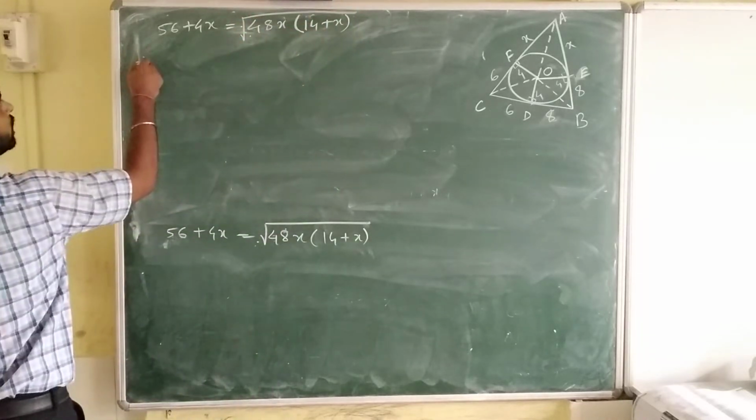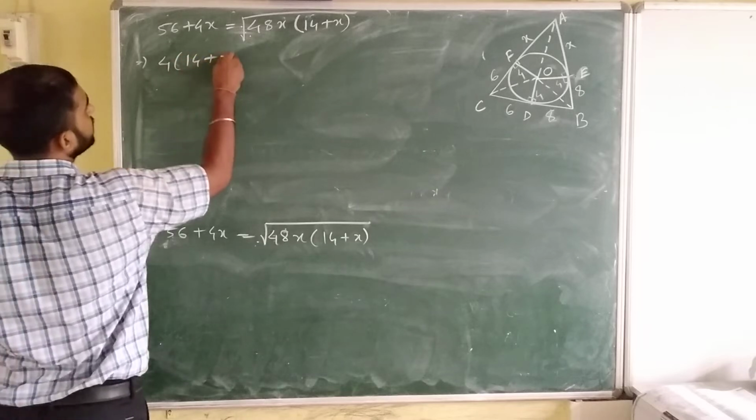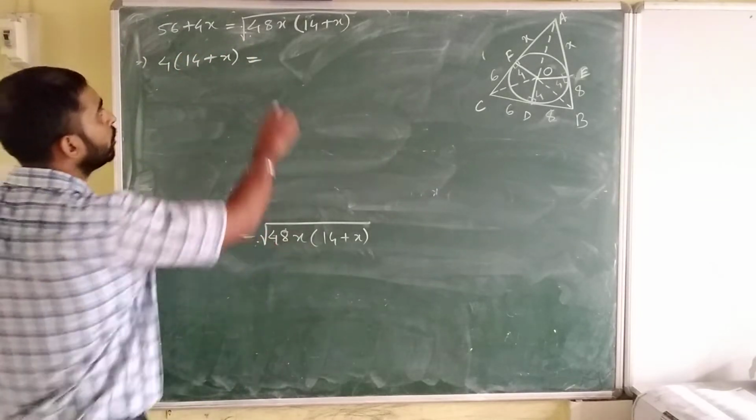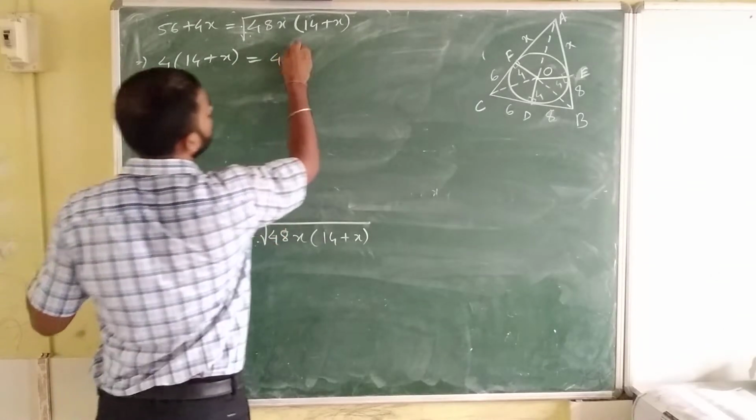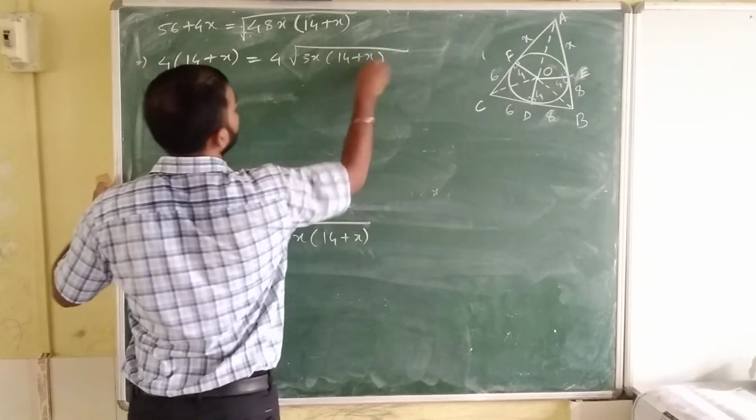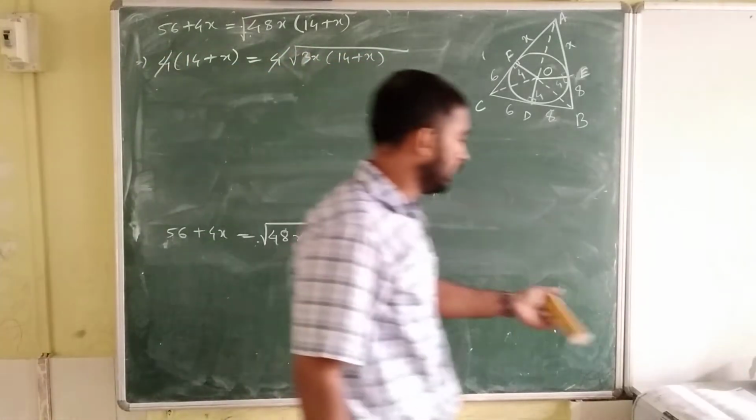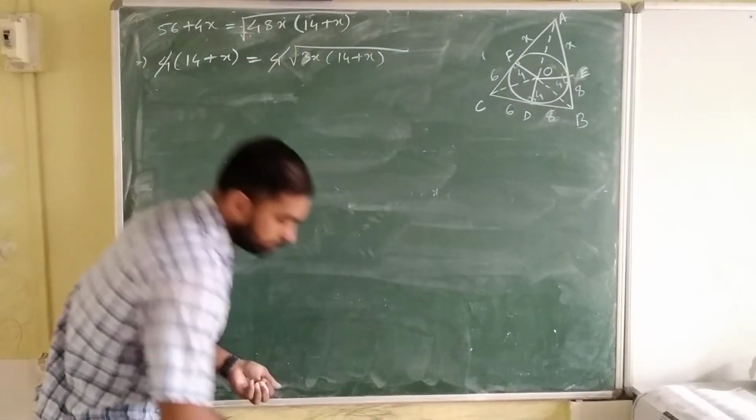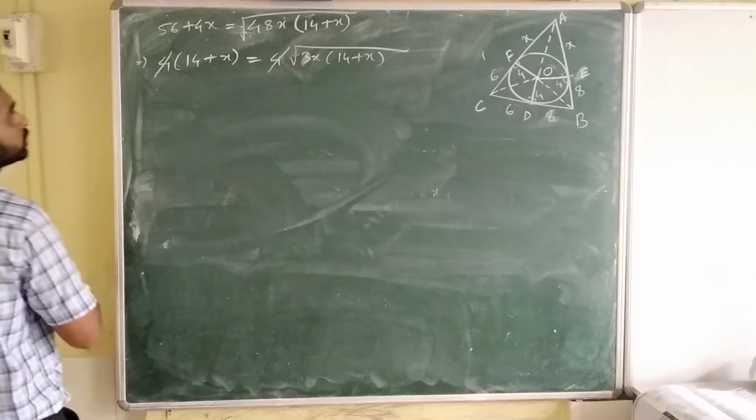Okay, now out of 56 and 4, 4 is common, 14 plus x, and here 48 means what? 16 into 3. Now square root of 16 is 4, so 4 comes out. 4 under root 3x into 14 plus x. Both sides 4 cancel. Now we will remove the root symbol by squaring both sides. To remove the root symbol, we have to square both sides.